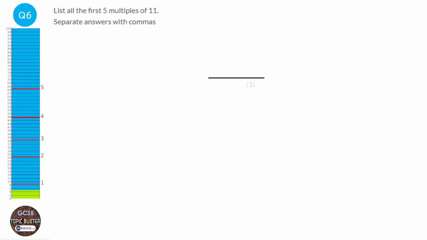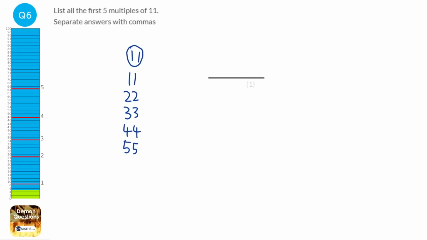Multiples are just a number's times table, so to write the multiples of 11, we're just going to do 1 times 11, 2 times 11, 3 times 11, 4 times 11, and 5 times 11. Now we're not going to do any more because it says it just wants the first 5. So I'm just going to write those down in a list with commas separating them.